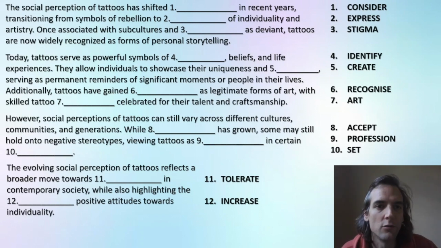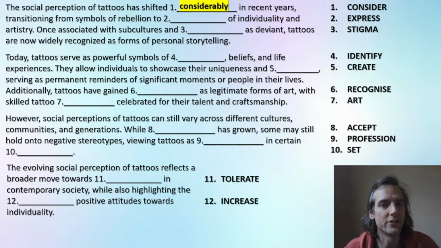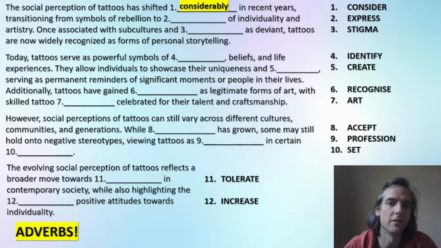As we go through the answers, what are the tricks? What are the mistakes that we've made? Well, number 1, the answer is considerably. And I'm hoping you got this because how has it shifted? How has it done it? We're following a verb. We're going to use an adverb. And I say this as my first point. That is a common mistake.